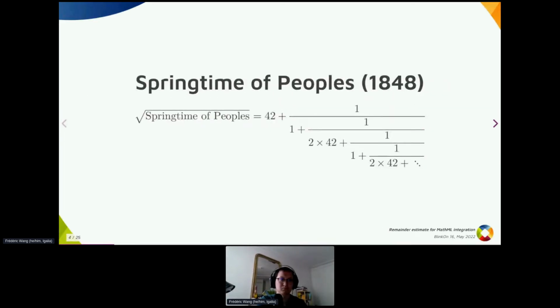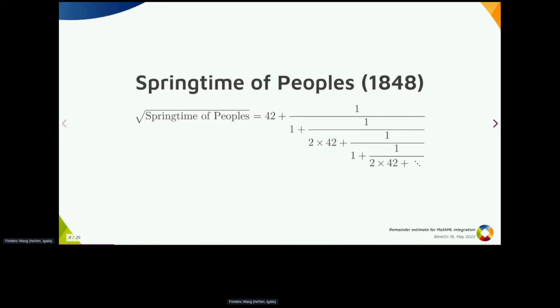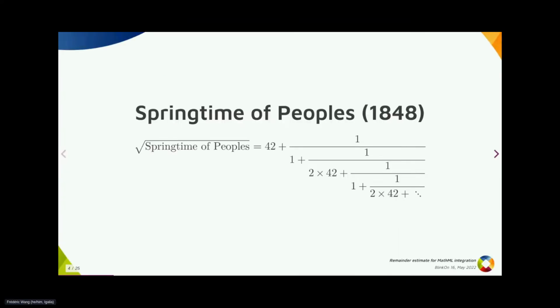So if you consider instead the square root of 1848, it can be written as a continued fraction: 42 plus 1 over 1 plus 1 over 2 times 42 plus 1 over 1 plus 1 over 2 times 42 plus etc. And now it is written in MathML, which provides support for more complex layout, as you can see. Unfortunately, it's still necessary to enable experimental web platform features in order to properly render that formula in Chrome.